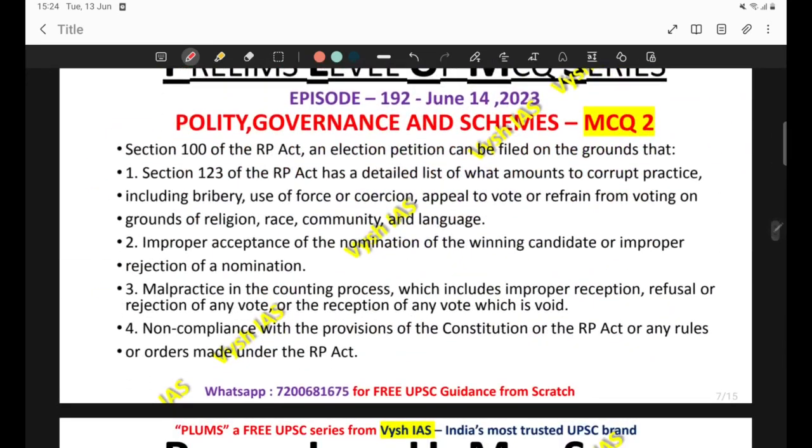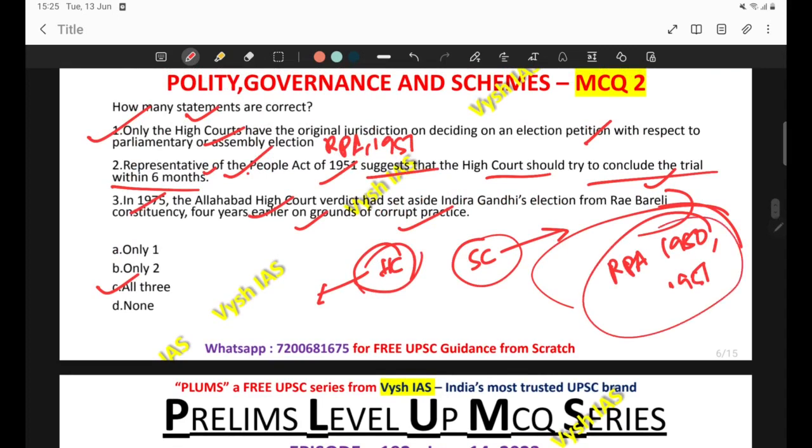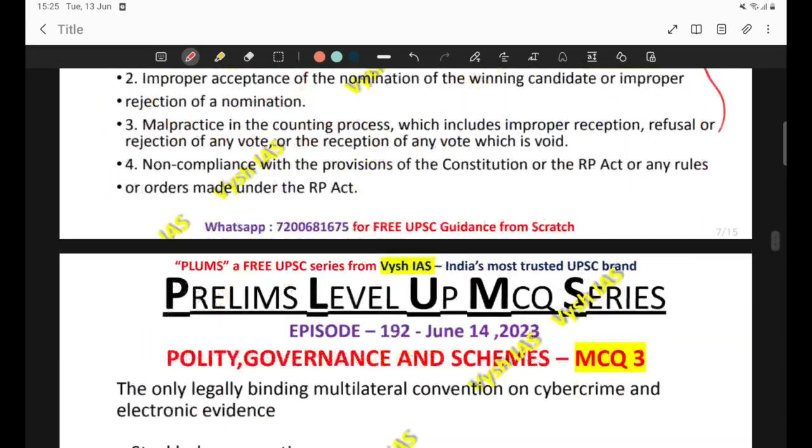For your reference, I have given certain provisions with respect to the RPA Act, and you can go through this. Apart from this, you have to learn the RPA 1950 and 1951. Both of these acts are very, very important. Please go through the provisions. In our earlier videos also, I have given a trick on how to demarcate between 1950 and 1951, so please revise that also, on how to memorize which provisions are part of 1950 and which are not. Please go through that also.